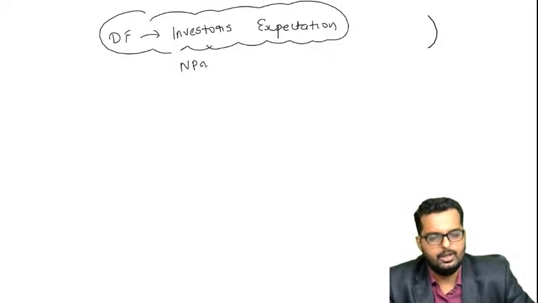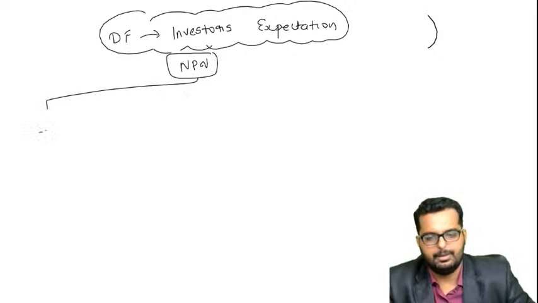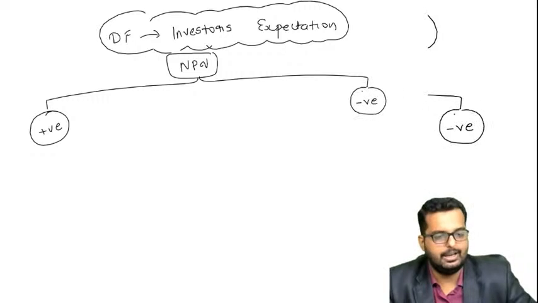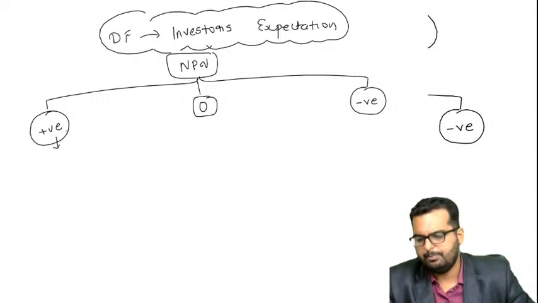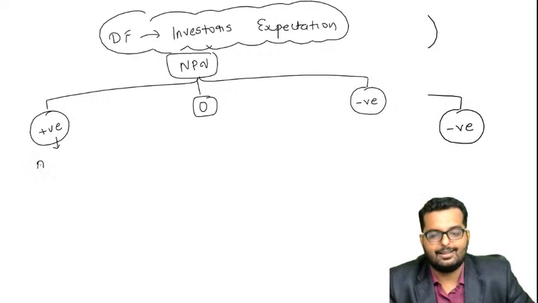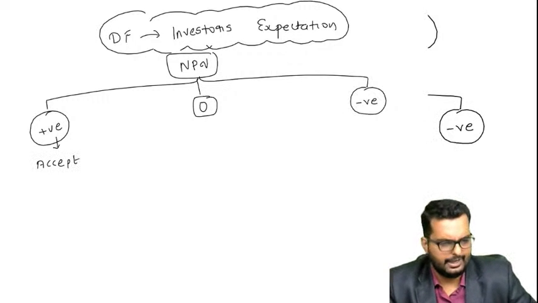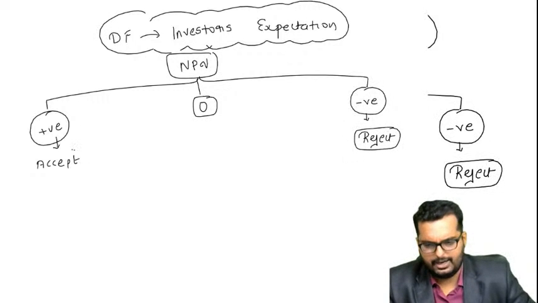Earlier I told you NPV can be positive or NPV can be negative or NPV can be 0. NPV positive, you said you should accept the project. NPV negative, what are you supposed to do? Reject the project. Am I right?